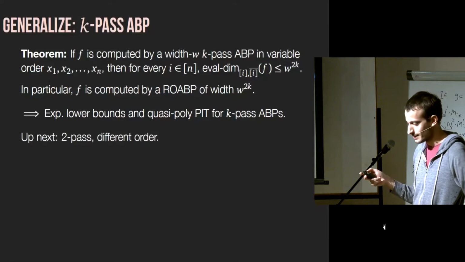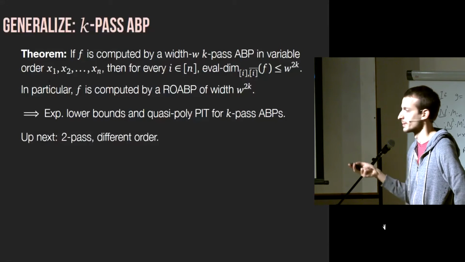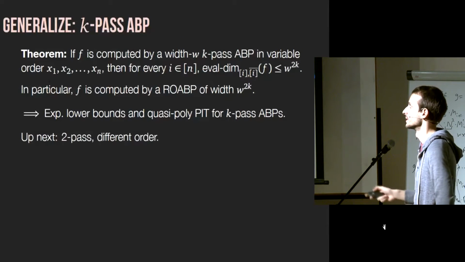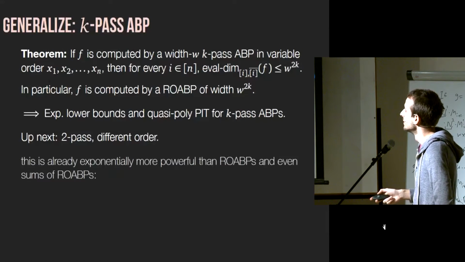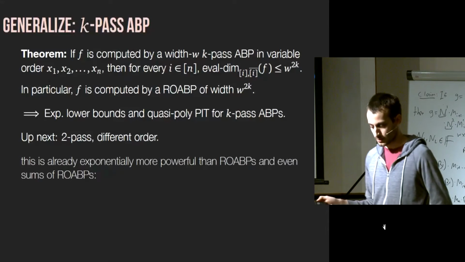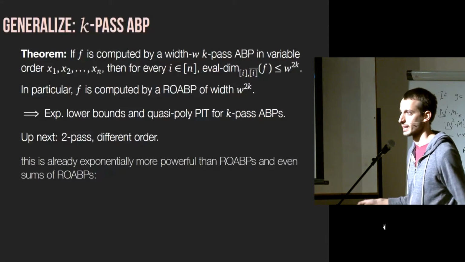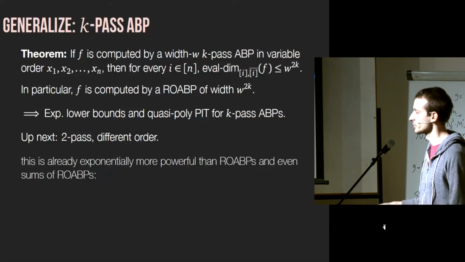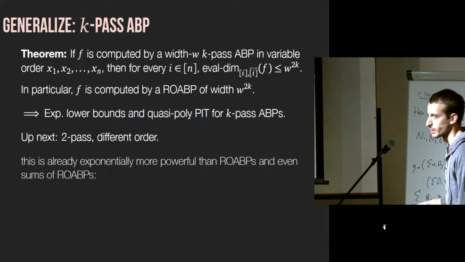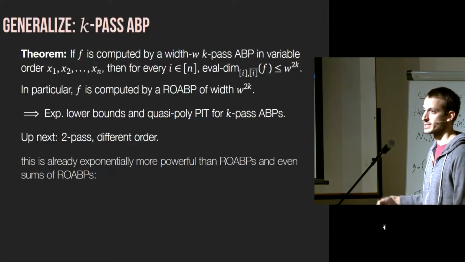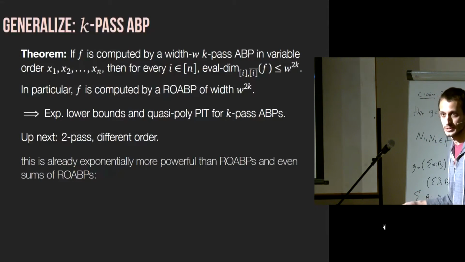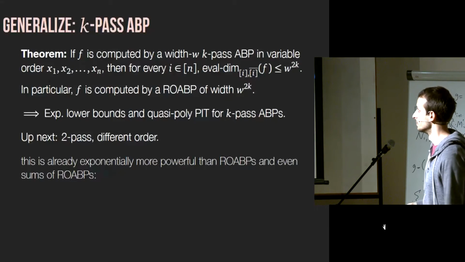Let's think of the next case, which is non-trivial. So you pass 2 times over the variables, but you do it in a different order. What you can show is that this is not captured by a read-once ABP. You can prove that it is exponentially more powerful than read-once ABPs, and you can even prove it is exponentially more powerful than sums of read-once ABPs. So you cannot trivially use the previous construction in order to make this work.